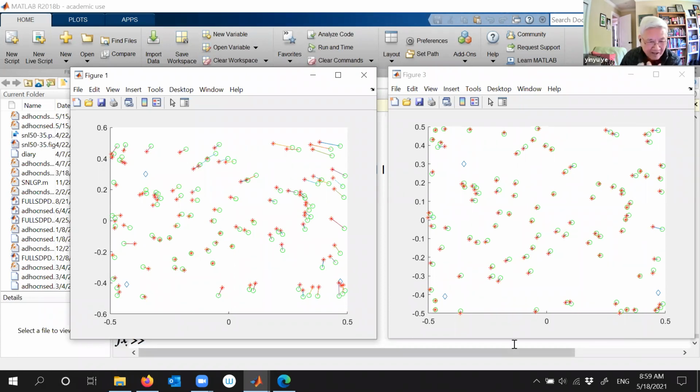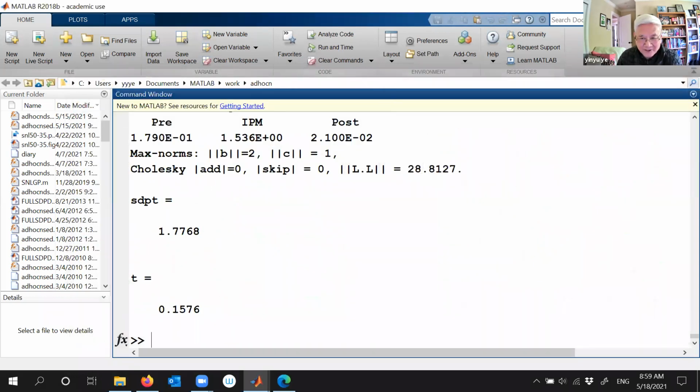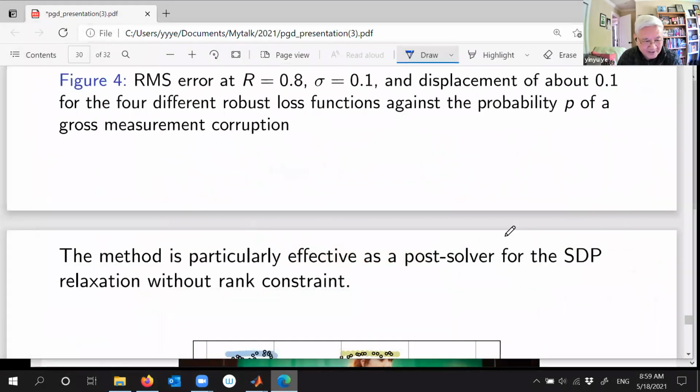and it also does not reach the same quality, because this is a non-convex set. The rank constrained SDP set is not convex, so we cannot guarantee finding a global solution. But here, this is very good. Let me stop sharing this MATLAB and go back to this.